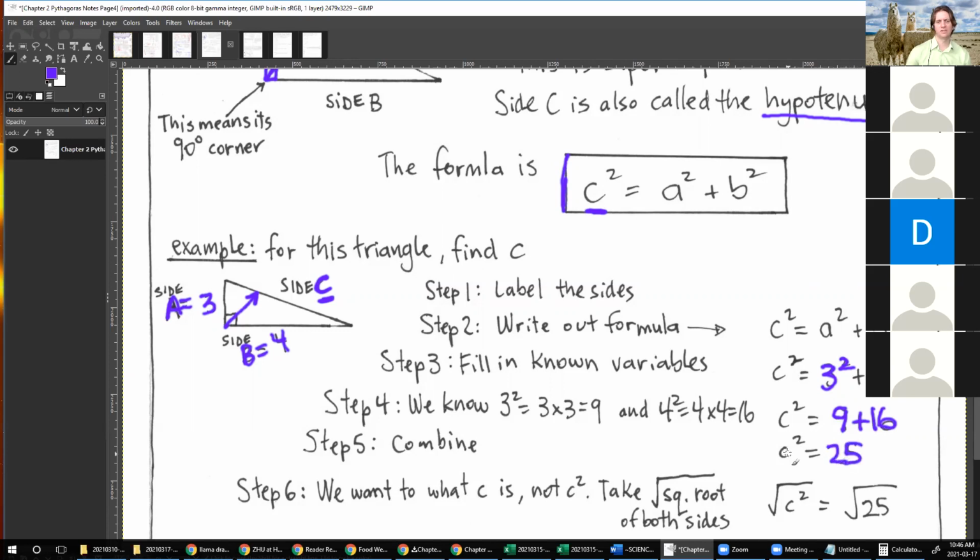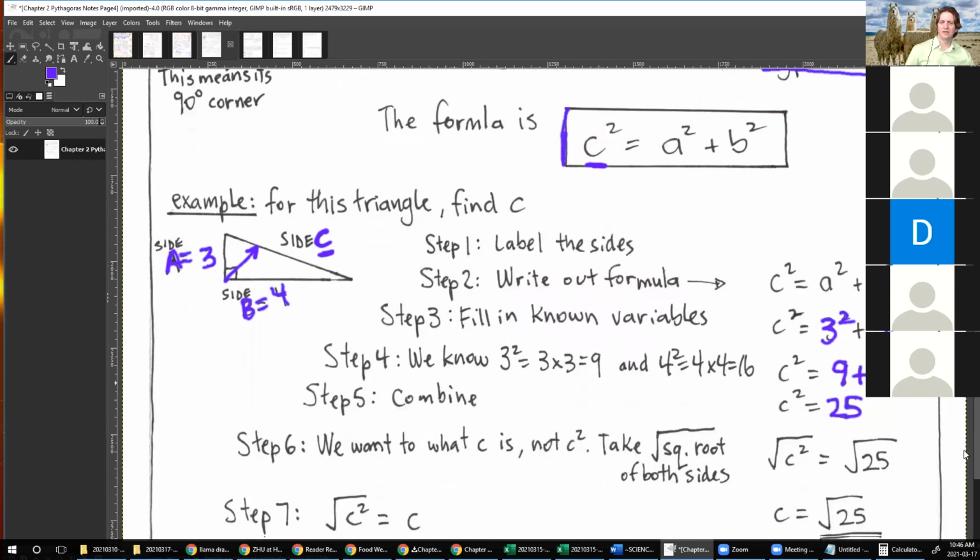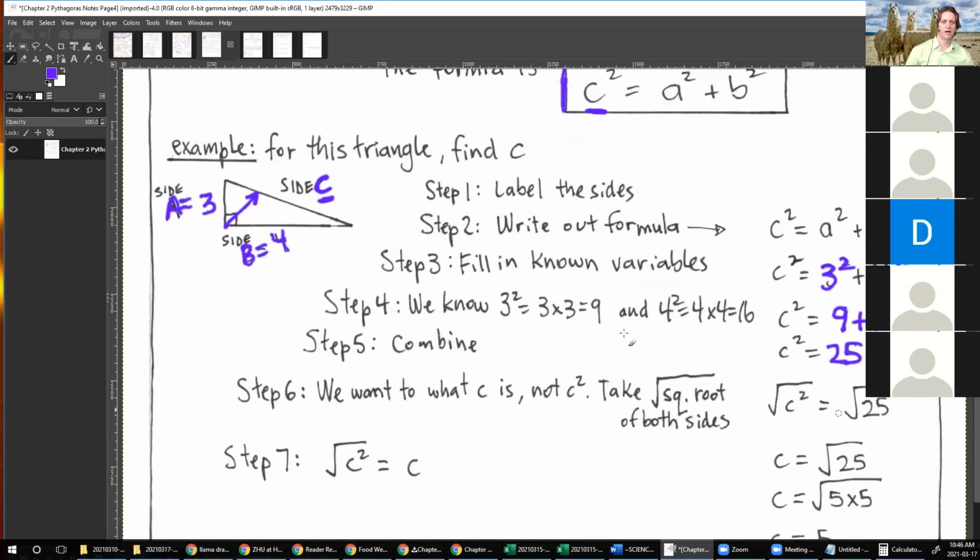And so far, C squared is just sitting in the back, feet up on the desk, hands behind its back, going, all right, this is awesome. Essentially, this is the only time we really need to do anything with C. We've done step 4, we've done step 5. We want to know what C is, not what C squared is.